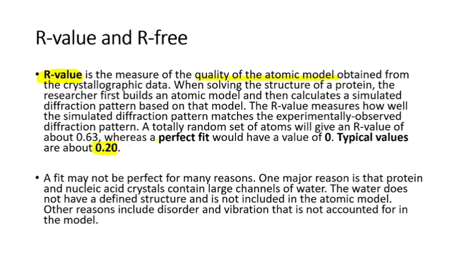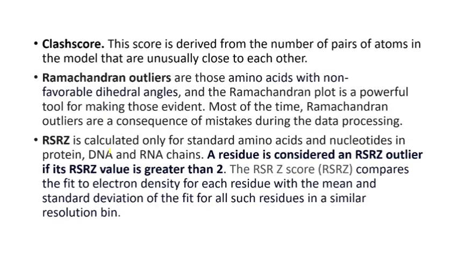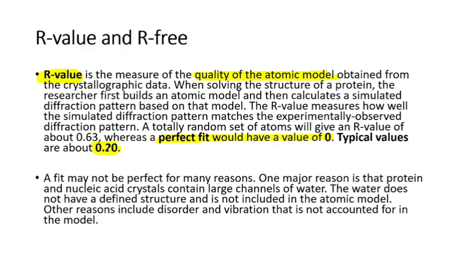The perfect R value will be 0 for a perfect structure. So R value indicates the quality of the atomic model, and for a perfect structure it will be 0, and the typical value is around 0.2. Depending on that we can determine whether the structure is perfect or not.